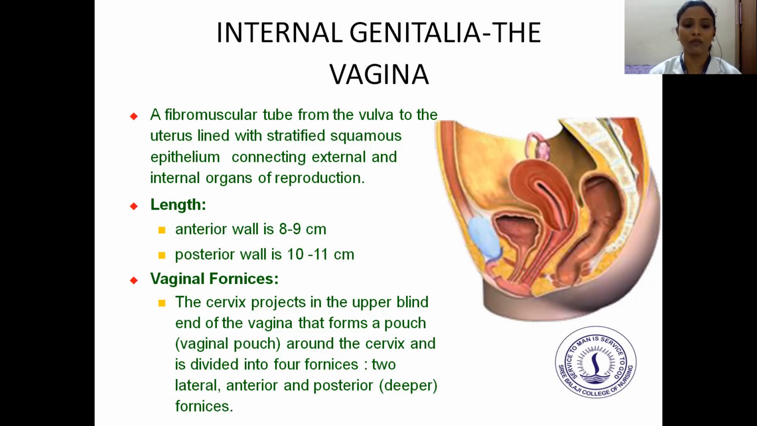Next is the vaginal fornix. The cervix projects into the upper blind end of the vagina and forms the pouch of Douglas. That is the vaginal pouch around the cervix, and it is divided into four fornices: two lateral fornices, an anterior and a posterior fornix. Of these, the posterior fornix is the deepest fornix.